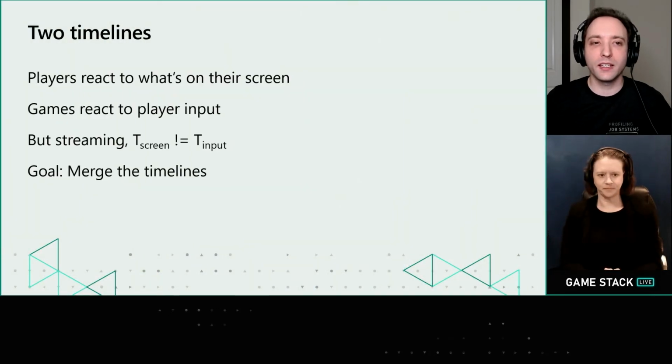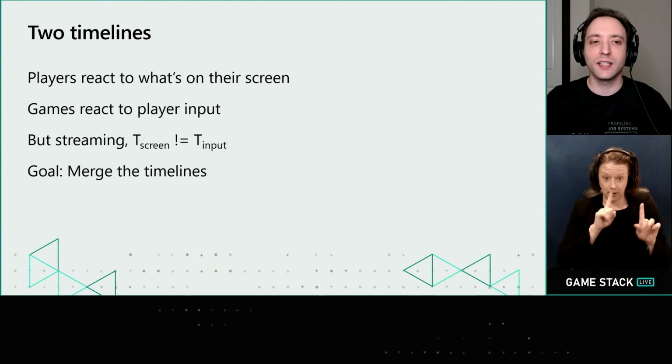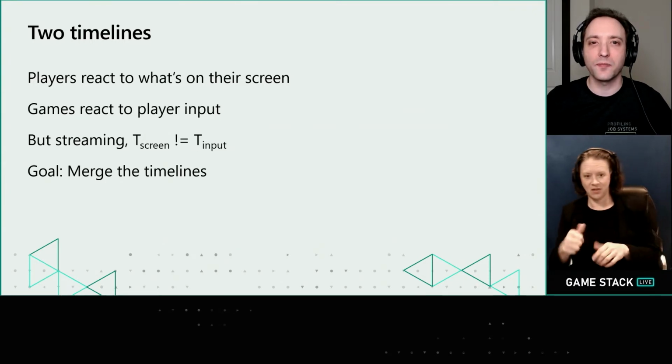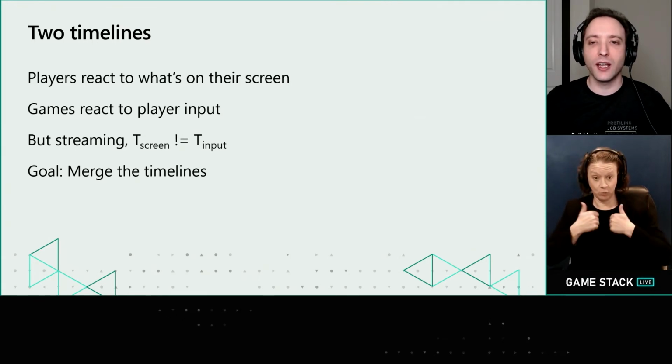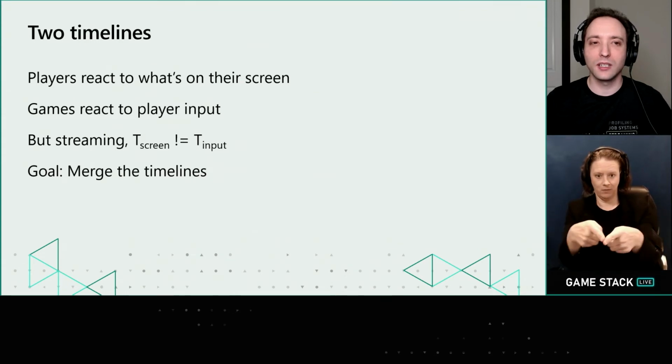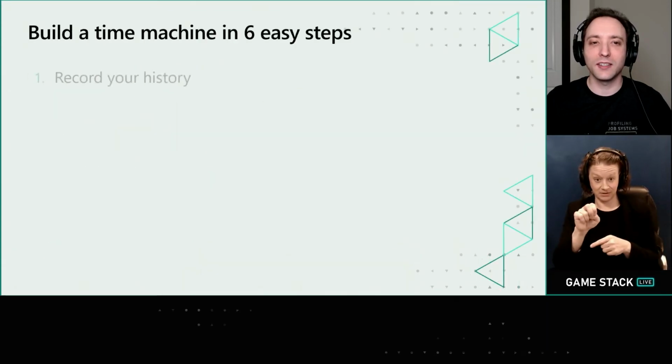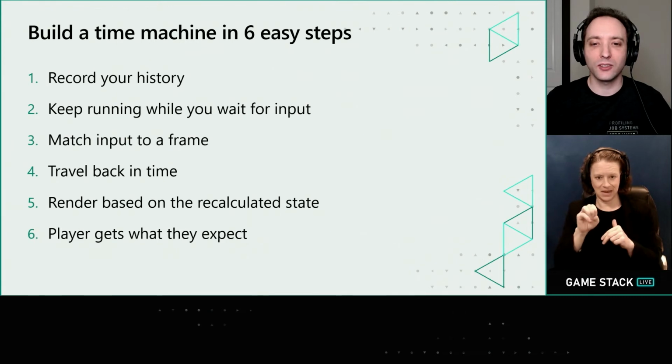So, in order to build that time machine, we have to work with two timelines. One is the player reacting to what's on their screen, and the other is the game reacting to player input. Those are pretty close when you're playing in your living room, but when you're streaming, they diverge, and our goal is to merge the timelines. So to do that, we're going to build a time machine in these 6 easy steps. So let's get into them.